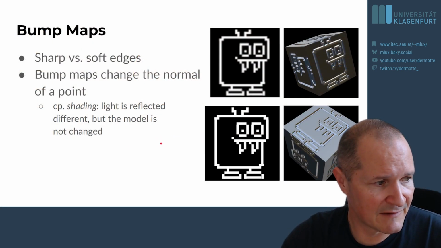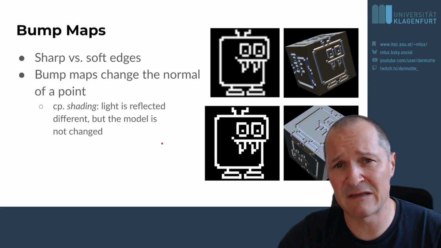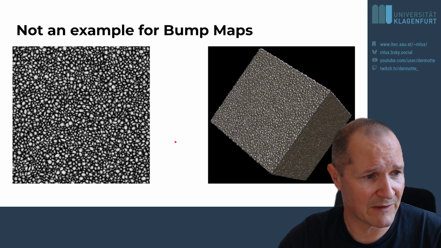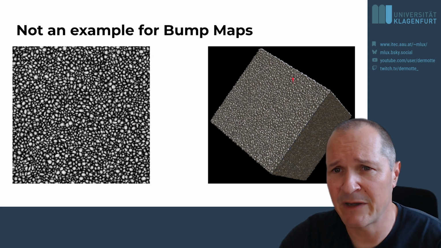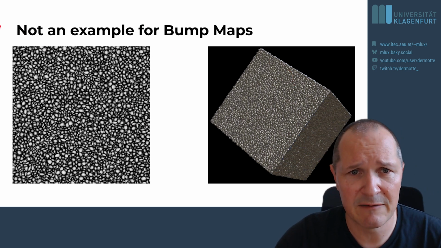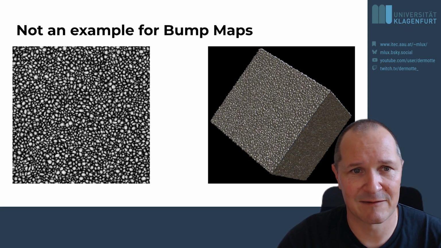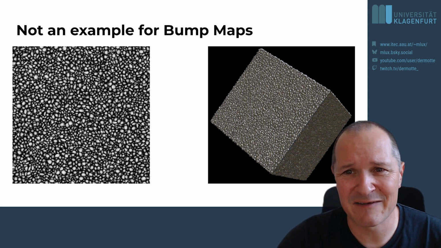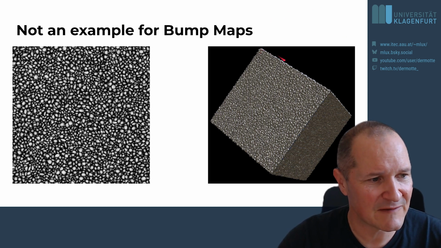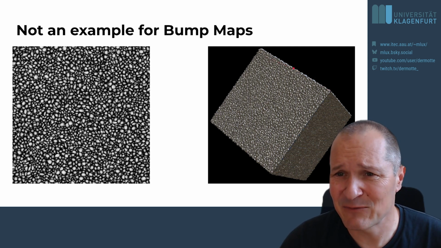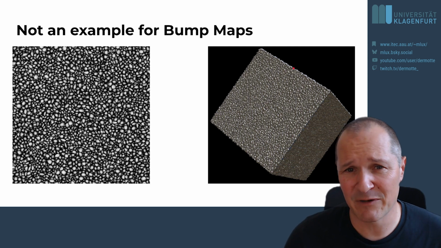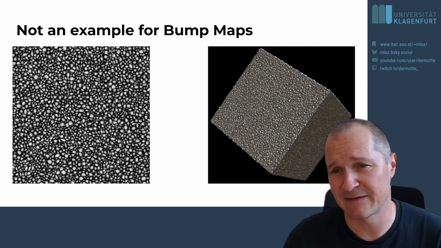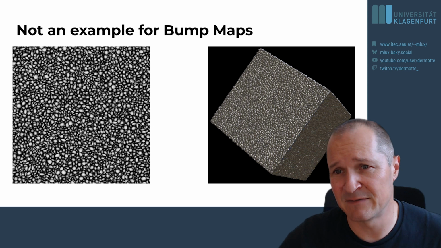Yeah, so the light is reflected differently, but the model is not changed. That's the whole idea about bump map. So this, for instance, is not a bump map. The question would be, why is this not bump mapping? Because if you look at it from the side, then you see that the pebbles are standing out. And that's not what it does. That's another process which is called displacement. So bump mapping is not displacement.